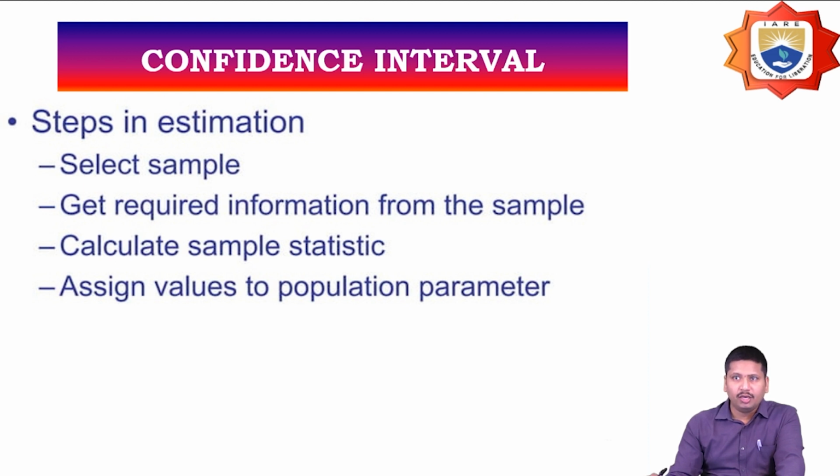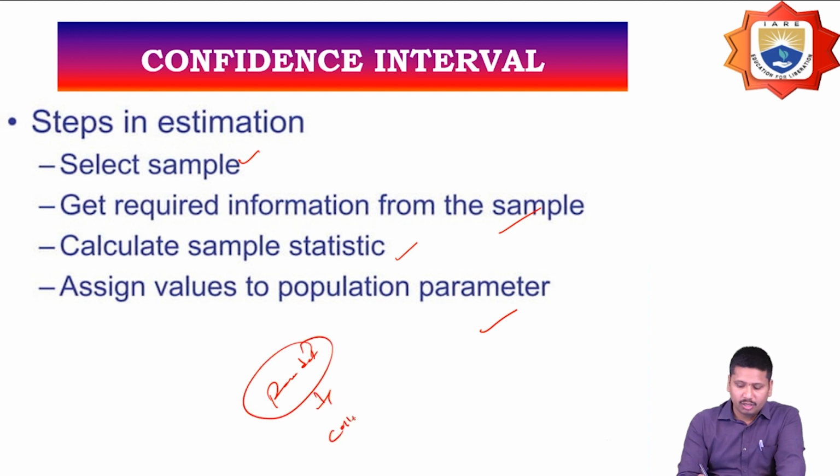First, select the sample and get the information from the sample, calculate the sample statistic, and then assign the values to the population parameter. In this, the very first thing is to collect the sample. We have raw data. From this raw data, we collect the data, and from this data, we extract the sample.